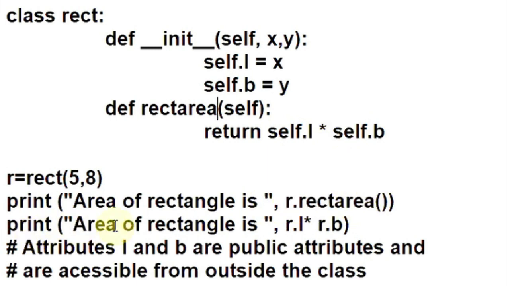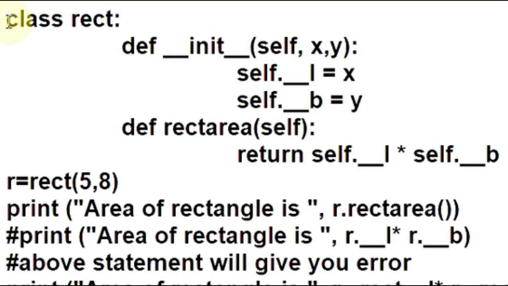Now again a message is displayed, area of rectangle is, and you are multiplying the length and breadth attributes outside the class, in the main function, and you will never get an error because these length and breadth are again public attributes. You get the output 5 into 8, that is 40. In this variant of the program, we will understand the concept of private attribute first. In the next program, we will understand what are the private methods.